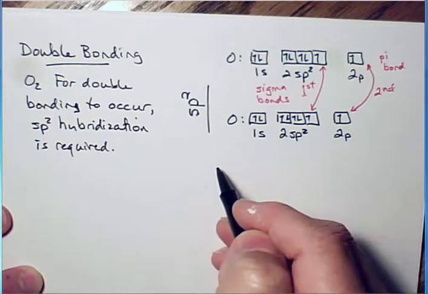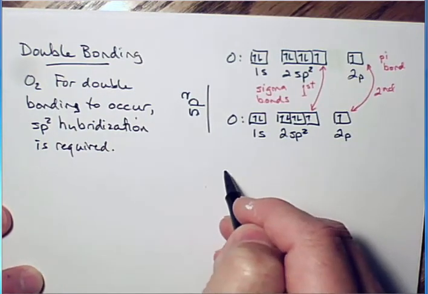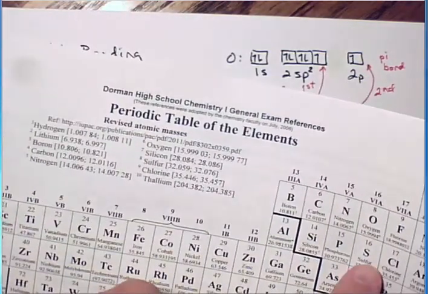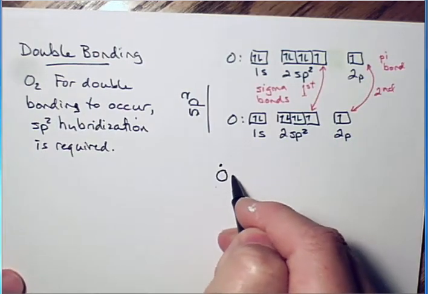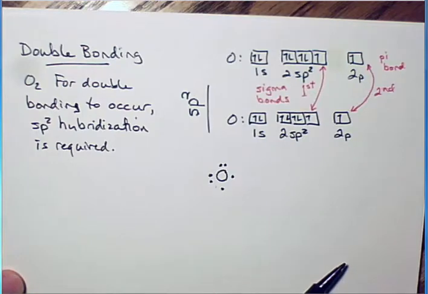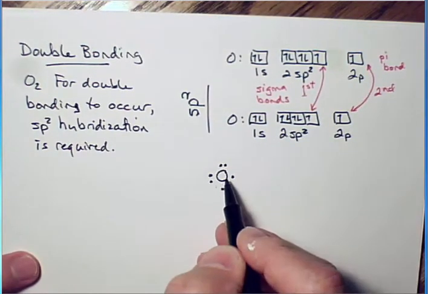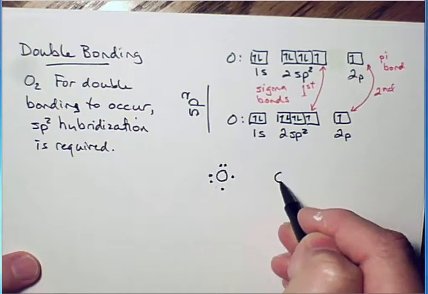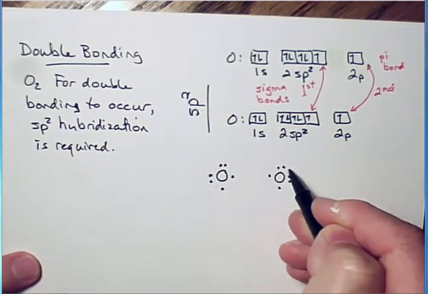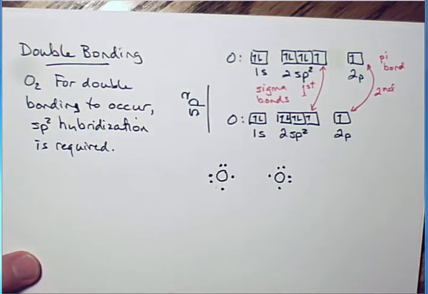Now, if we're going to combine two oxygens together, and we're going to use electron dots, how many electron dots do you put around an oxygen? Well, look at your periodic table. It's right here. 6 dots. 1, 2, 3, 4, 5, 6. And if we're going to combine one oxygen with another, then we need another oxygen here. 1, 2, 3, 4, 5, 6.